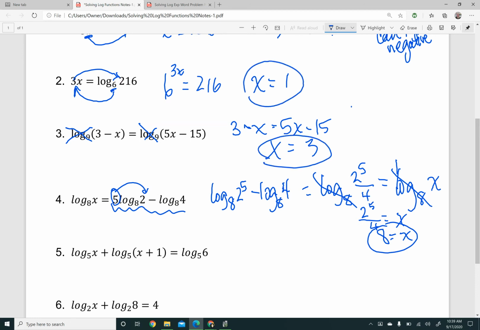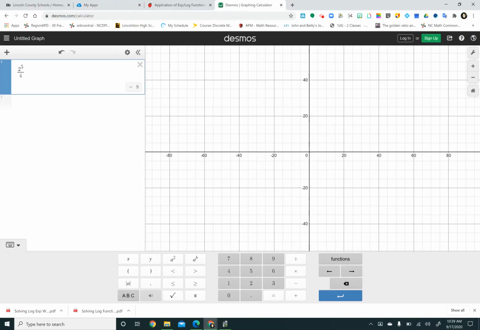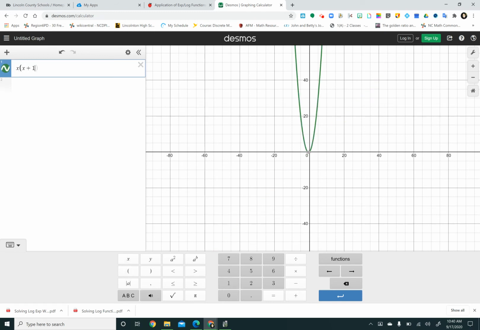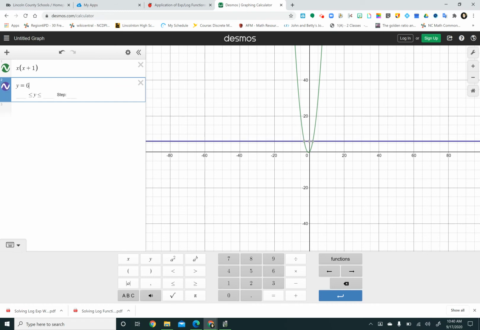Okay. So again, I have 2 logarithms equal another logarithm. So the plus makes multiplying. So this makes log base 5 of x times x plus 1 equals log base 5 of 6. So now I have 1 log equals 1 log. The logs cancel out. This gives me x times x plus 1 equals 6. So I go right to my Desmos. I get x times x plus 1. I get y equals 6. I see where those 2 lines cross.